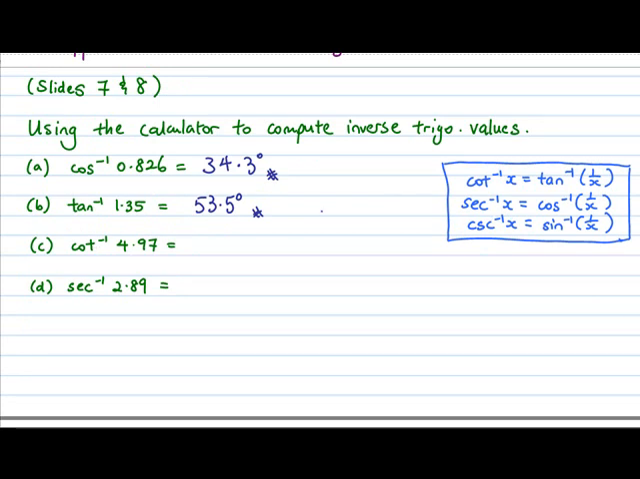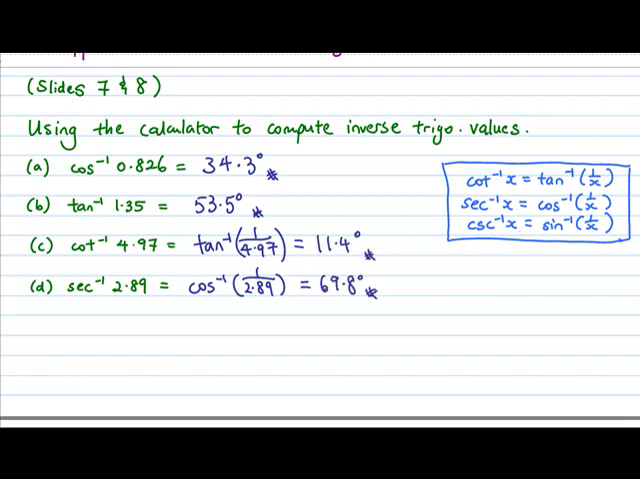Cotangent inverse 4.97, according to the rule here, should be written as tangent inverse 1 over 4.97. So you press the calculator and see what answer you get. Similarly, for secant inverse 2.89, according to the rule here, it should be cosine inverse 1 over 2.89. So press the calculator. Check that you have the same answer as me.